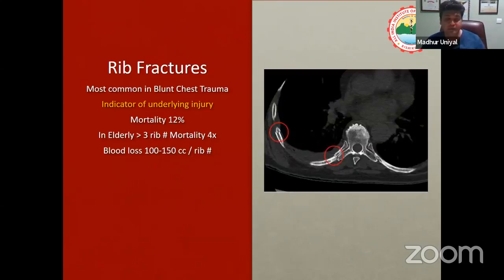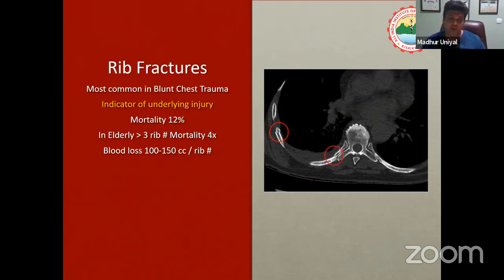You would remember that we used to make a lot of hue and cry about flail chest. But later on, we realized that the flail chest is not the one killing the patients. It's actually underlying pulmonary contusions. And in the ATLS 10th edition, flail chest has been downgraded from life-threatening injuries. So basically, if we see a rib fracture, we have to wonder what is underlying.